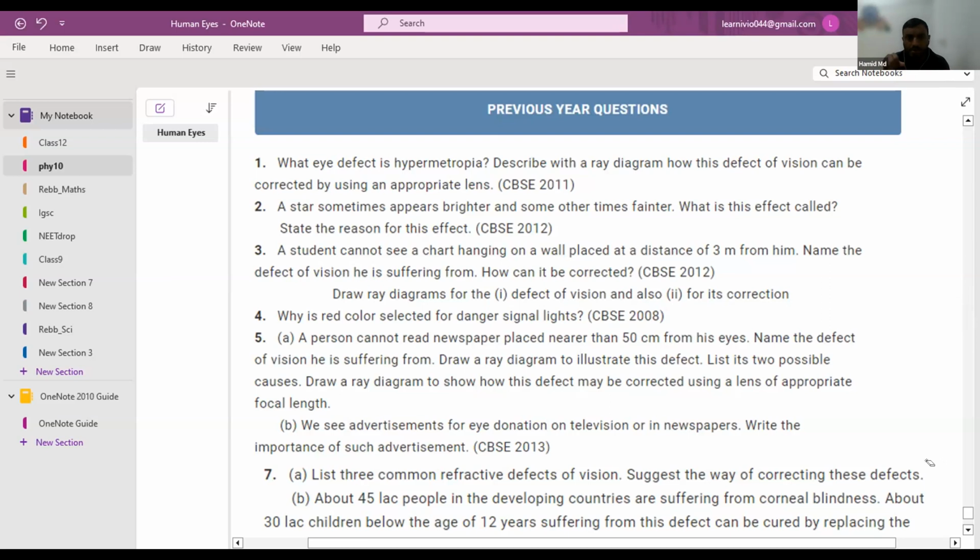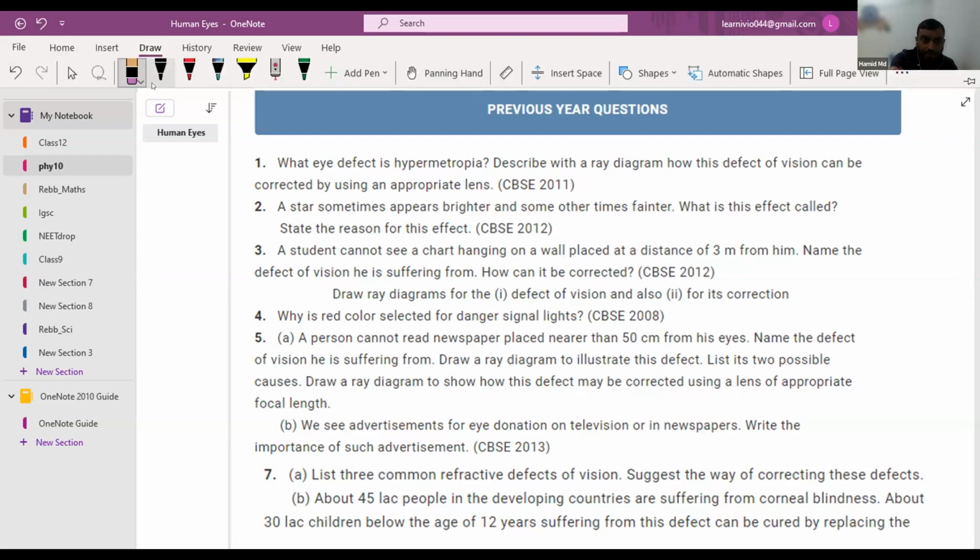A person cannot read a newspaper nearer than 50 centimeters from his eye. Name the defect of vision he is suffering from. Myopia. No, sir, hypermetropia. Okay, the person cannot read a newspaper nearer than 50 centimeters, so he is able to see beyond 50 centimeters, right? Yes. Okay. Draw the ray diagram. Question part B, who will answer part B?